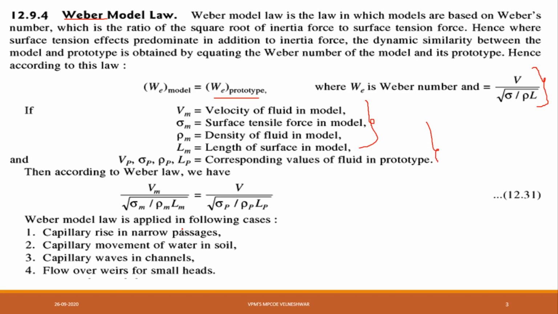Generally, in some cases density will be changed, in some cases density will be different. Generally, whatever liquid you prefer in the model, the same liquid you have to prefer in the prototype also. So rho m and rho p also you can cancel here, no problem.